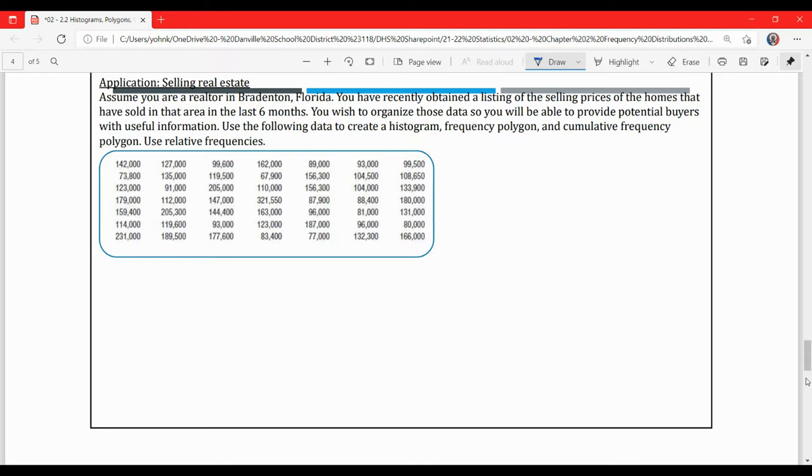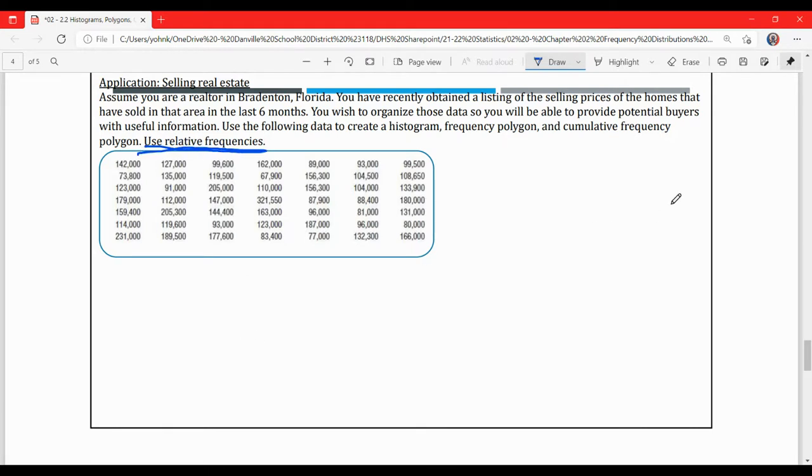All right, so here's an example of putting all of this together. Assume you are a realtor in Bradenton, Florida. You have recently obtained a listing of the selling prices of the homes that have sold in the area in the last 6 months. You wish to organize those data so you will be able to provide potential buyers with useful information. Use the following data to create a histogram, frequency polygon, and a cumulative frequency polygon. Use relative frequencies. Make sure that this is on your paper. Use relative frequencies, because I did forget it once.